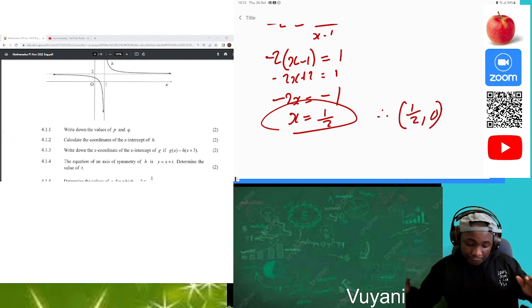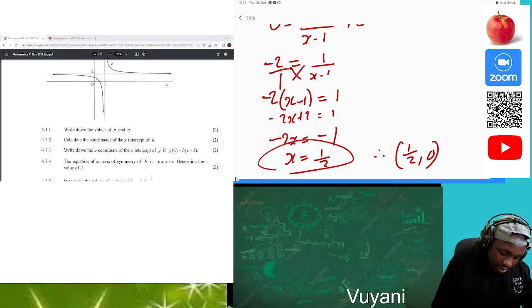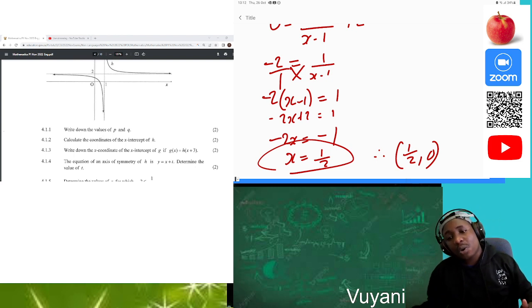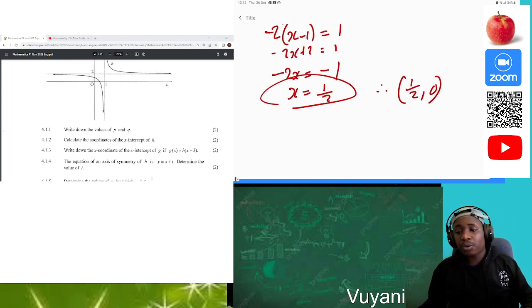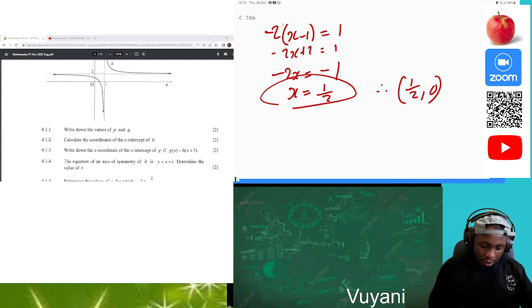If you are not like me, use your calculator as much as you can. Here we cross multiply, so we get -2 multiplied by (x minus 1), which is equal to 1 on the other side. Then we solve the question. We broke the question down so that we can have the correct answers. Now we have our x equal to 1 over 2, and that is our x-intercept.